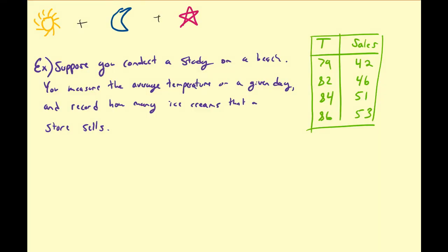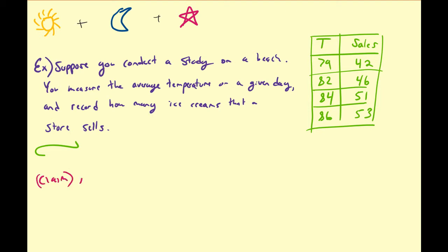Hello there, and in this video we're going to continue our consideration of correlation and its interpretation. Let us assume we conduct a study on a beach and we measure the average temperature on any given day and record how many ice creams a particular store sells on that particular day. And let us assume this data in this table is the observations of our data.